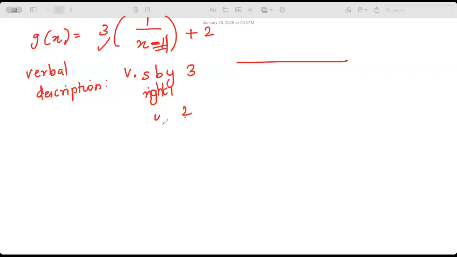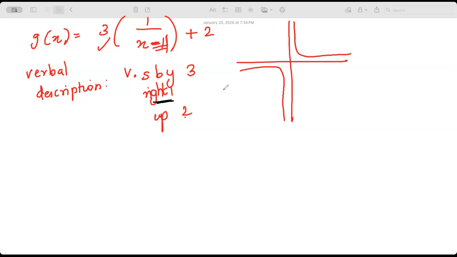Right 1, up 2. So now this is your usual graph, your parent graph. Now I am going to show you how it is going to move literally. So, vertical stretch by 3, right 1.